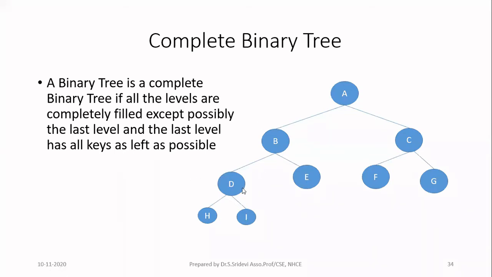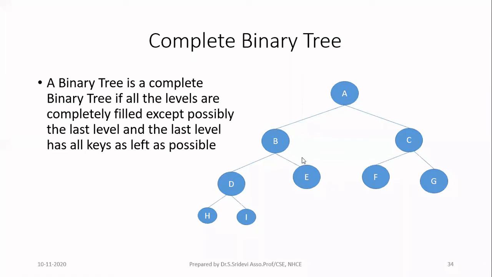In level 0, you must have one node. It is filled. In level 1, you must have two nodes. It is completely filled. In level 2, you must have 4 nodes. It is also completely filled. Only level 3 is not completely filled. You should have 8 nodes, but it is 2 nodes only. So all the levels other than the last level are completely filled. So it is following the rule.